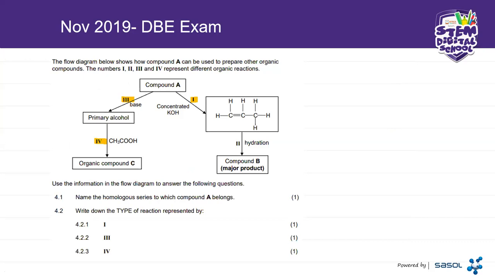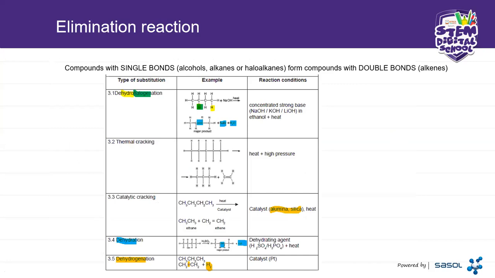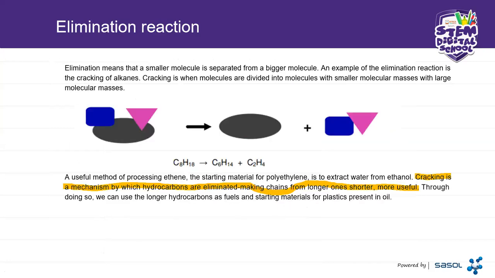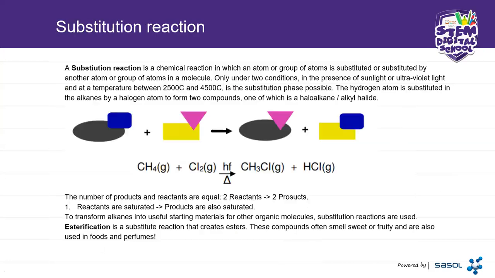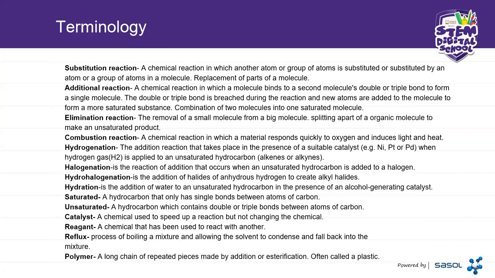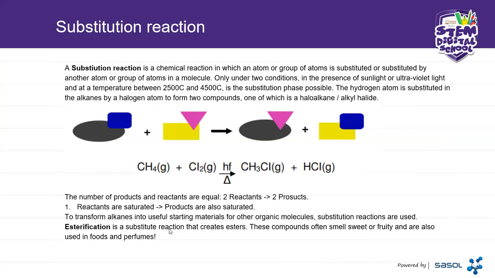I might have to go back, just to give you a reminder of everything that we've worked with. It was there. So remember, it says esterification is a substitution reaction that creates esters. Okay, so in this case now we are creating an ester.